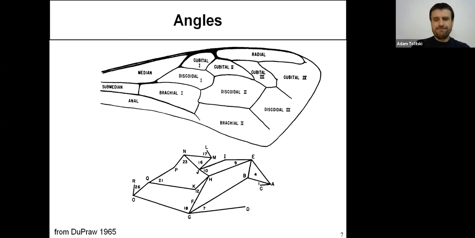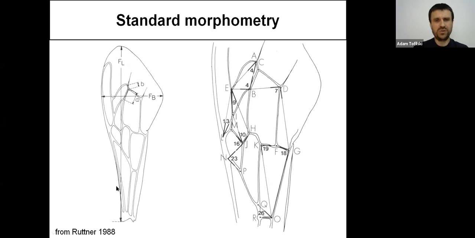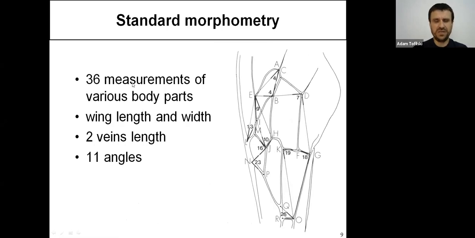So later angles were introduced by Dupro in 1965, and he introduced many of them. And even later, Rutner used some of those angles and some other measurements, and he created what is called standard morphometry. Apart from wing measurements, which are angles and some distances, there are also many other measurements, including color of body parts and length of proboscis, and the standard morphometry is very precise. However, it is very difficult to make a large number of those measurements, and it's unlikely that beekeepers will be able to do all of this.